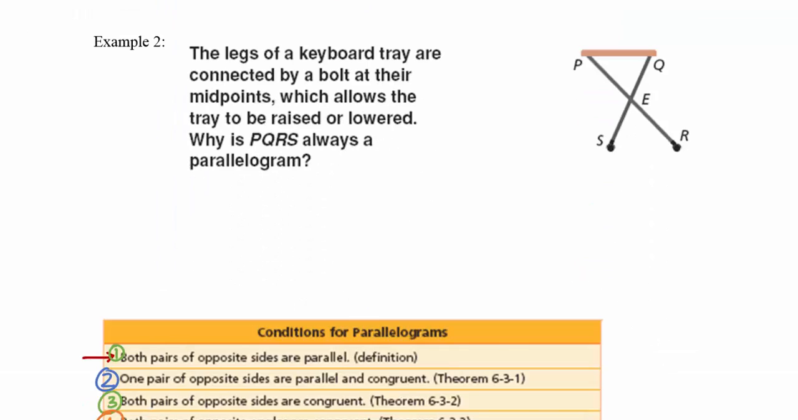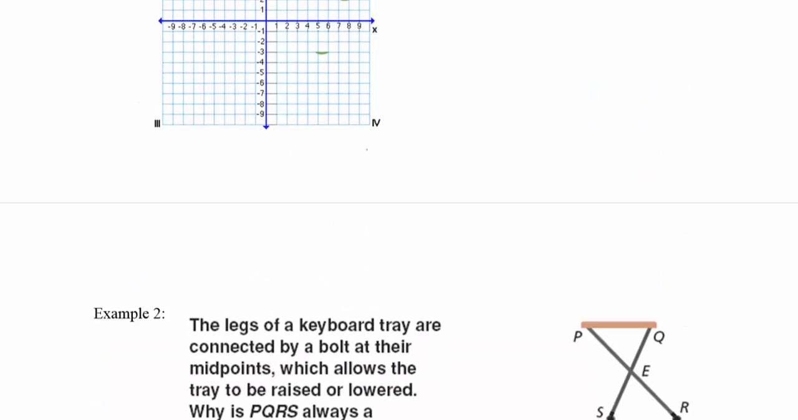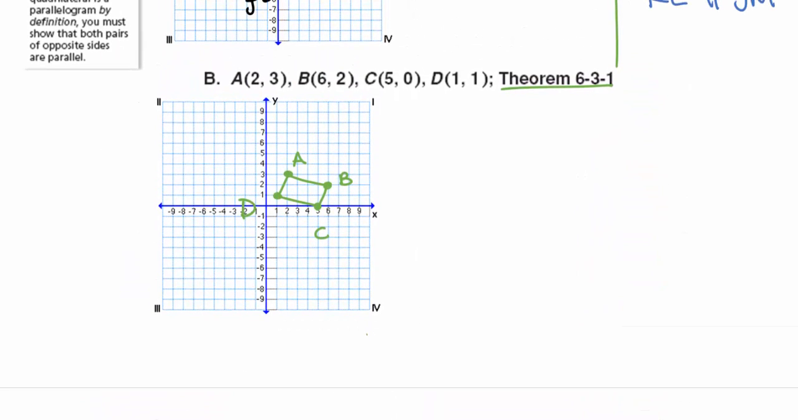So if we go back down here, 6.3.1 is this first theorem here. One pair of opposite sides are parallel and congruent. So when we come back up here, it doesn't really matter which one we pick. So let's pick AB and DC. We need to prove two things. We need to prove that they are parallel and that they are congruent.